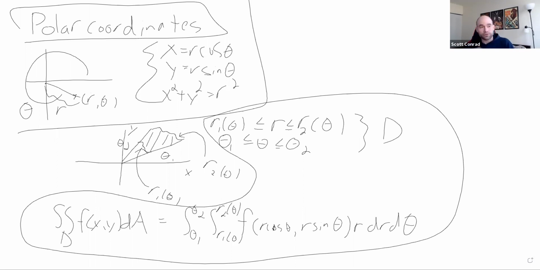So that's how we integrate over a more general region where r is bounded by functions. Exact same thing we do for polar rectangles, except r is bounded by functions now, but exactly the same thing. Okay, so let's look at an example of this.